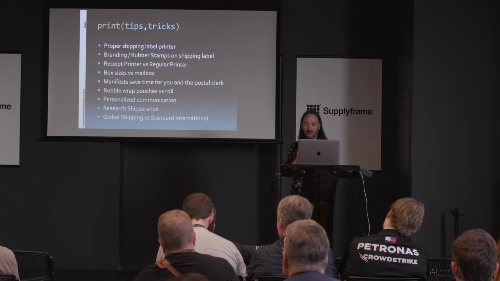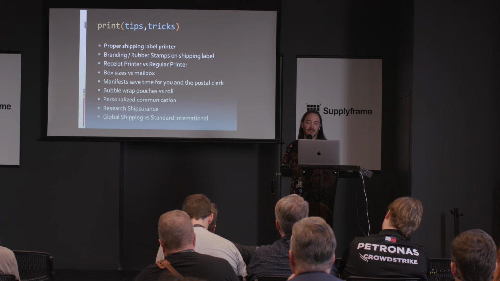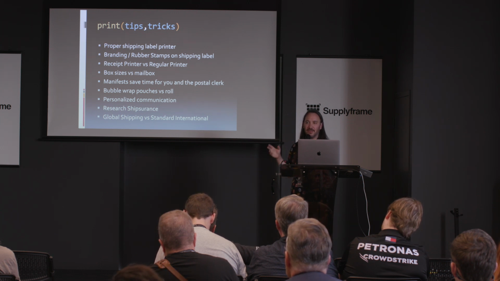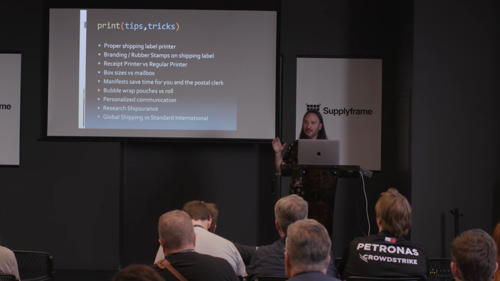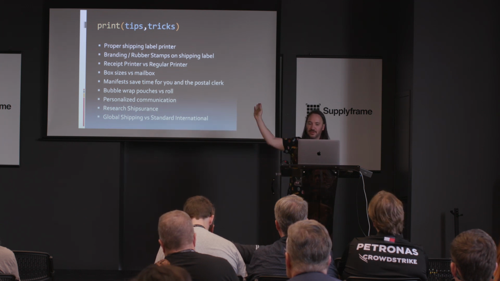And then global shipping versus standard international. If you saw earlier, there were those two international labels, and sometimes you have to specify with the shipping provider which one you want. With global shipping, you don't really have to deal with customs too much, and it goes to a big warehouse, and then they ship everything out from there. But standard international goes from your door straight to the other person.